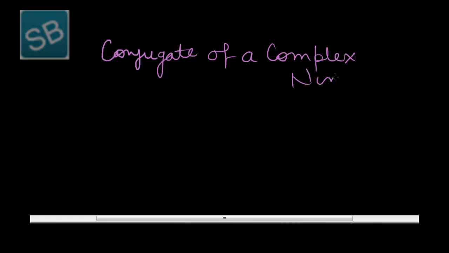Now we will discuss in detail the conjugate of a complex number. Here we will discuss some properties of the conjugate of a complex number. As we earlier defined, the conjugate of a complex number is obtained by changing iota to minus iota.